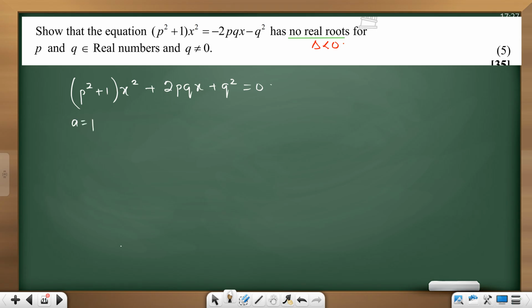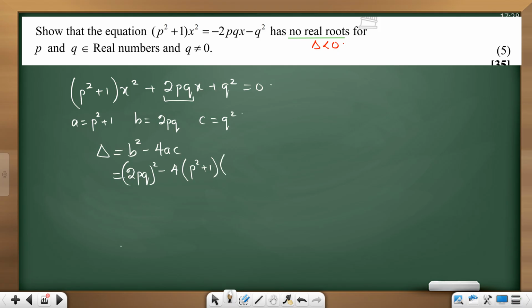What is your A? P squared plus 1. What is your B? The coefficient of X. And what is your C? Let's look for the discriminant. You see, I'm not saying less than 0, but that's the condition I want to have. What is my B? 2pq squared minus 4. What is A? P squared plus 1. What is C? Q squared. Let's solve. 4 laws of exponent.